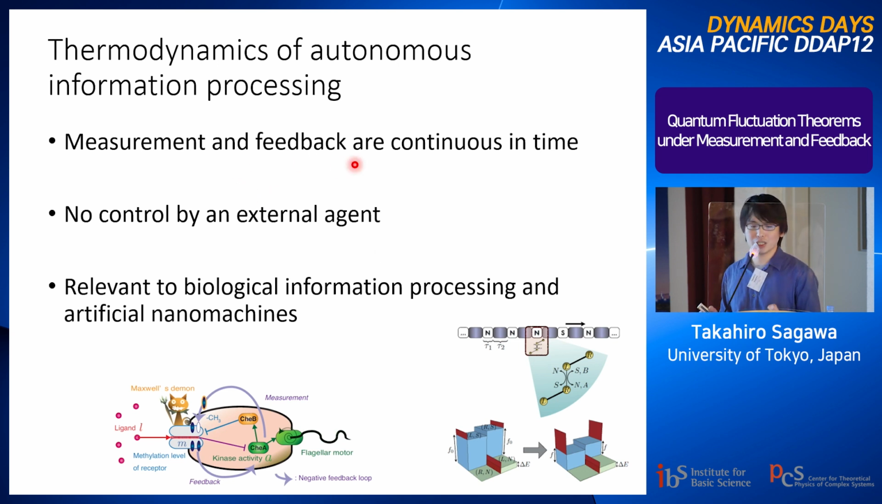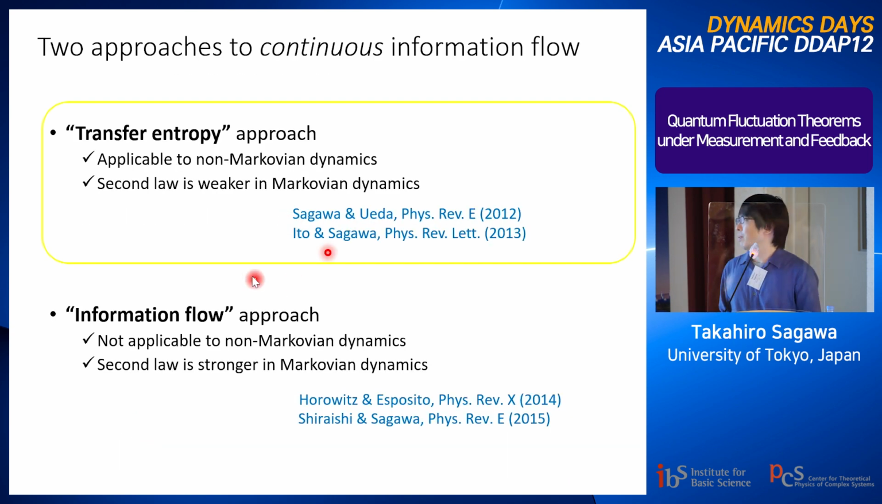So we cannot separate the measurement step and the feedback step clearly, but instead they occur at the same time. And we have some continuous information flow instead of just a snapshot mutual information. So mathematically, we need to introduce some continuous version of mutual information. And there are several approaches. One is known as the transfer entropy approach, and the other is known as the information flow approach. In this talk, I will focus on the transfer entropy approach because it is easier to generalize the second law to the quantum situations by using this transfer entropy.